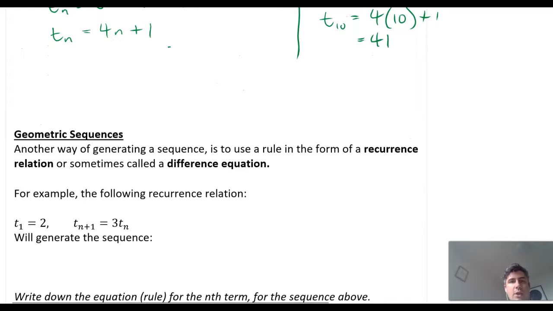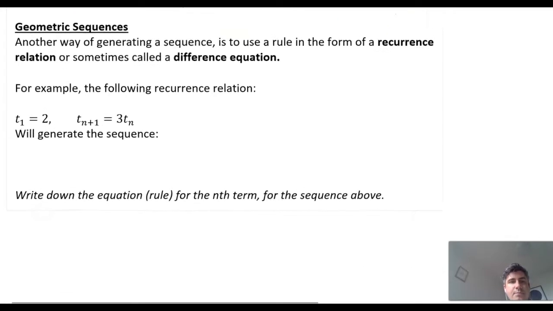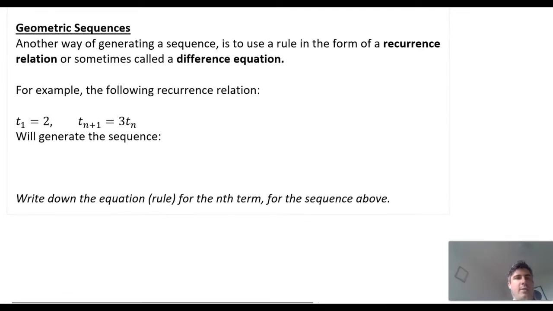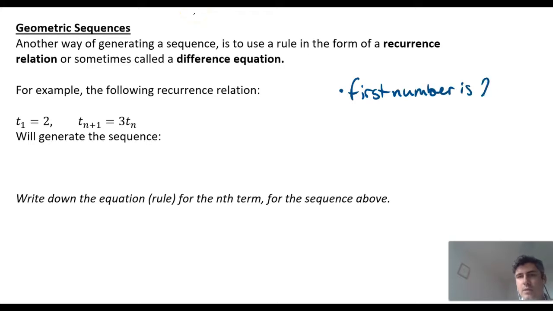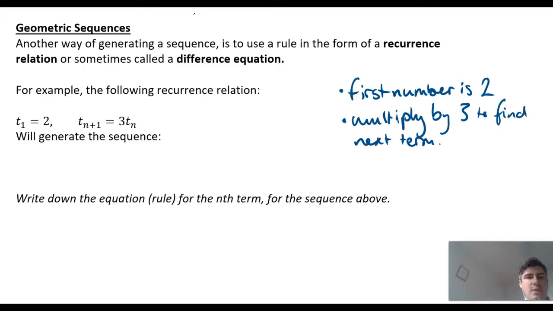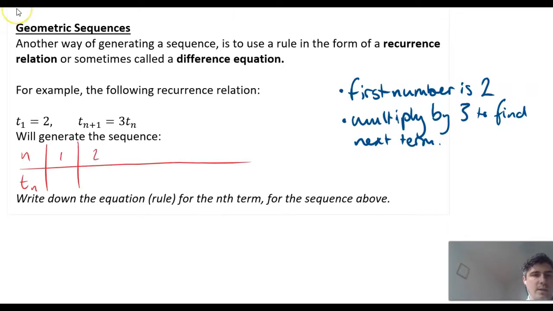With geometric sequences, we are multiplying every time. So very much the same. This recurrence relation tells us two things. It says first number is 2. The second thing it says is multiply by 3 to find the next term. Okay, so this will generate the sequence 2. So you've got n when n is 1, n is 2, n is 3.